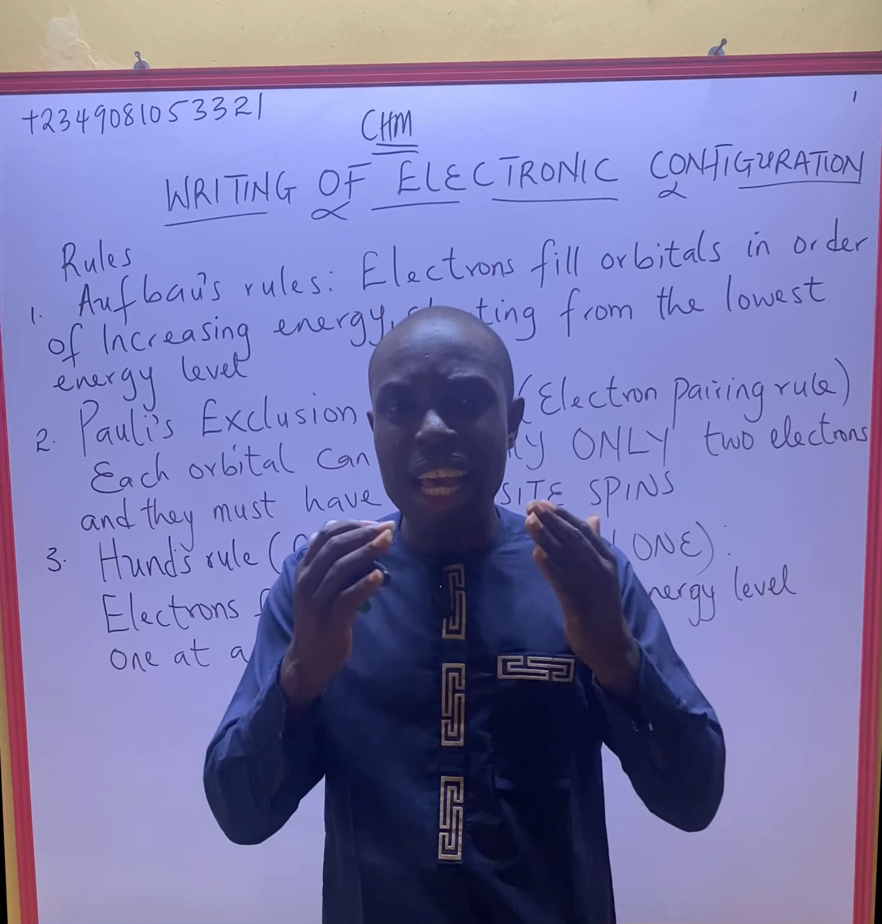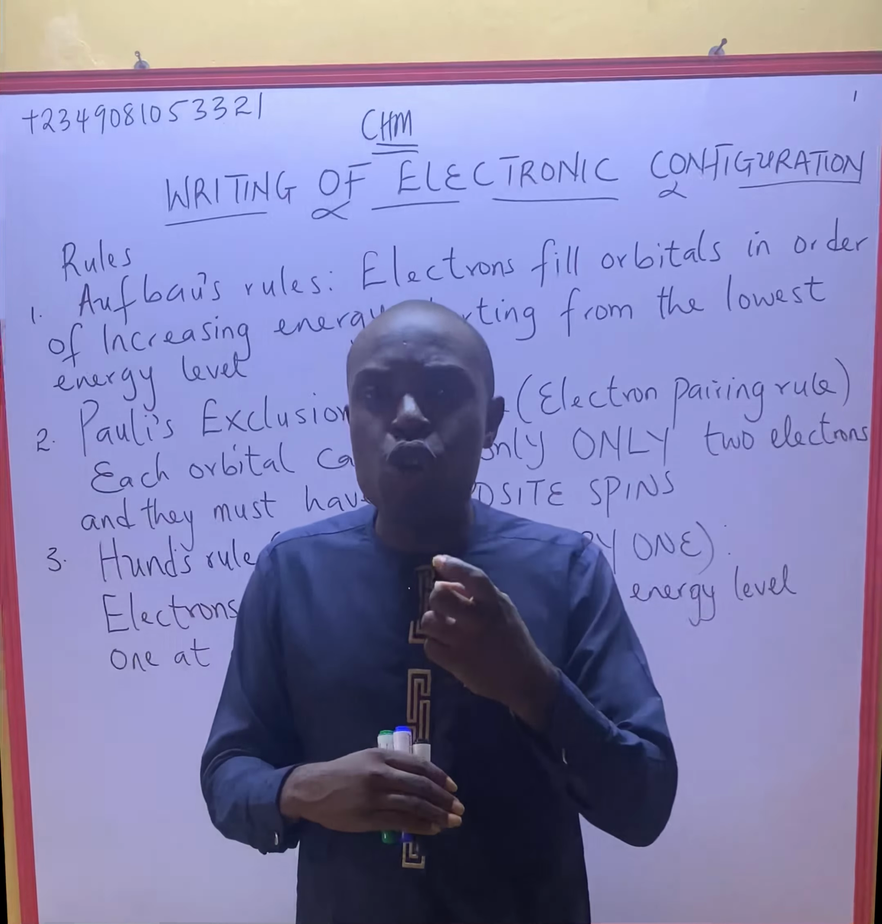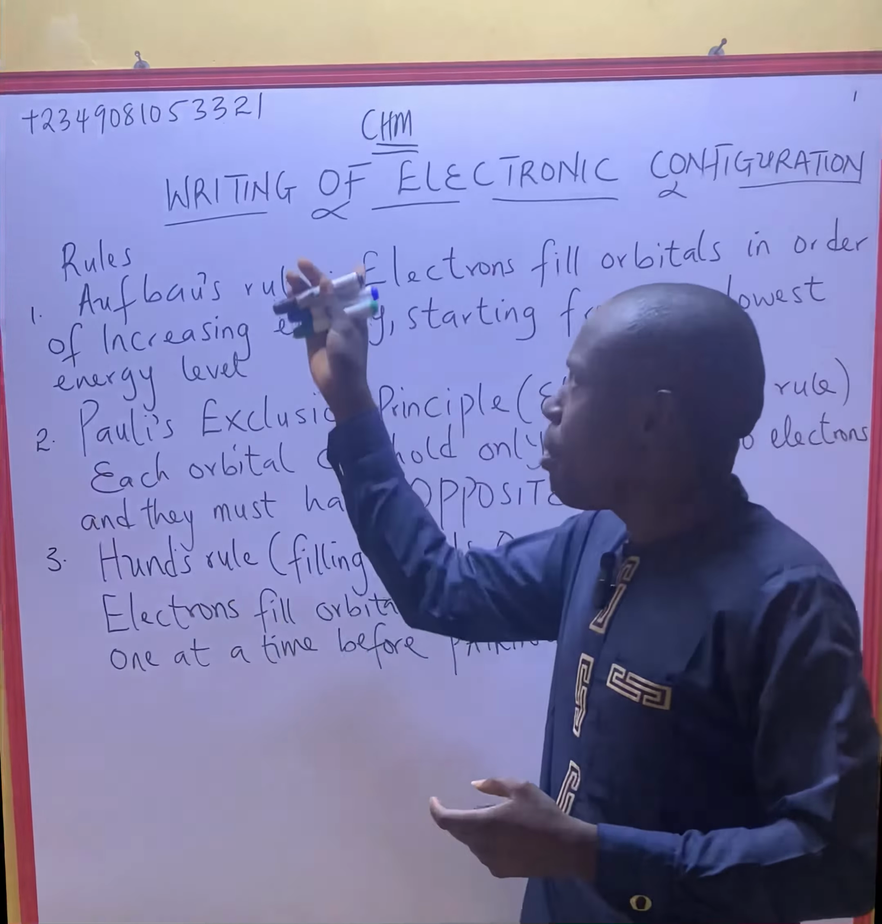Now, there are two methods of writing electronic configuration. One is the orbit method, the one that involves the K, L, M, N shell method, and the other is the orbital method, which is the S, P, D, F method. This second method is the best method in writing electronic configuration. So when you as a student are asked in an exam to write electronic configuration, it is wise for you to use this method I'm about to explain to you right now.